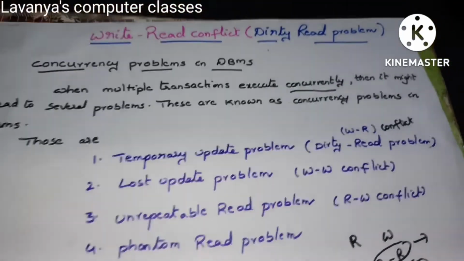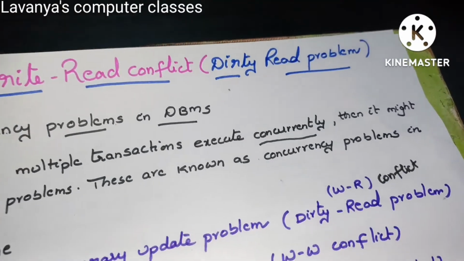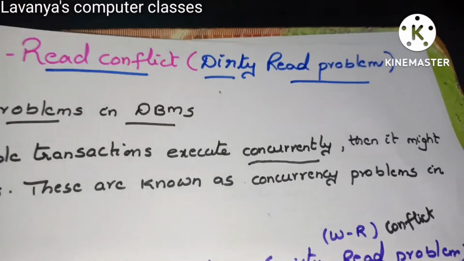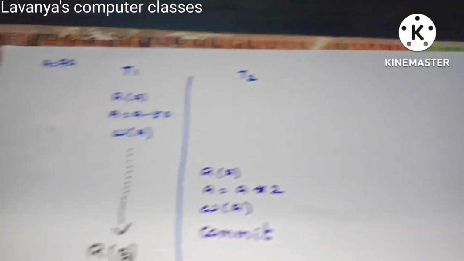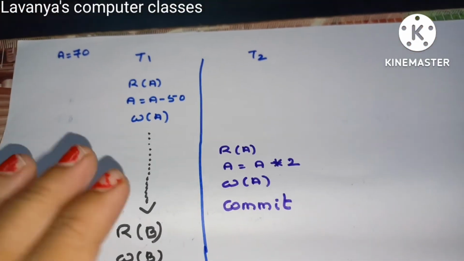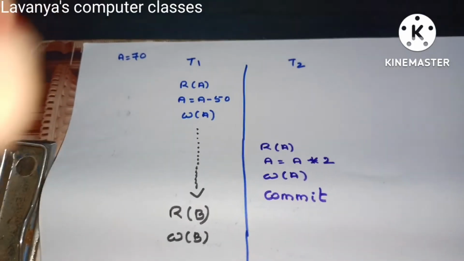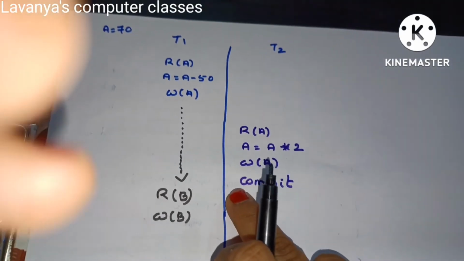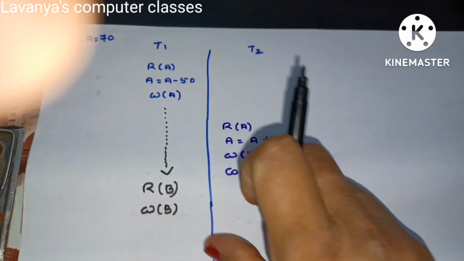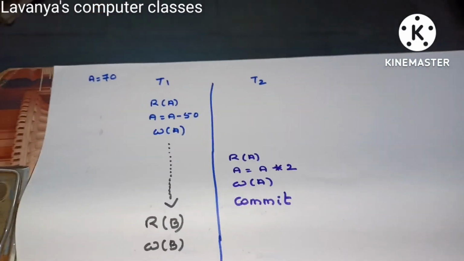In this video, we will explain only one problem, that is the dirty read problem. The dirty read problem is also known as the temporary update problem or WR conflict problem. So these are the transactions. In the schedule, I execute two transactions, T1 and T2. See here, this is the non-serial schedule, because first we start T1, then T2, then again T1. That is called non-serial schedule.